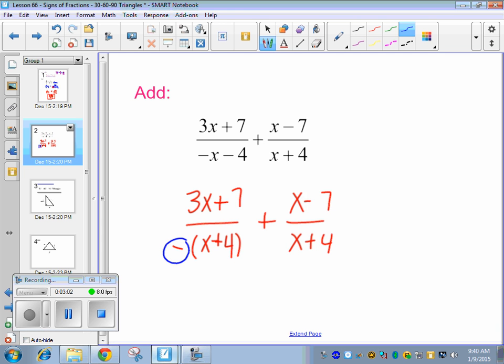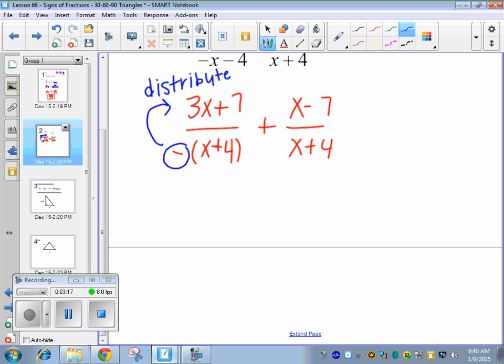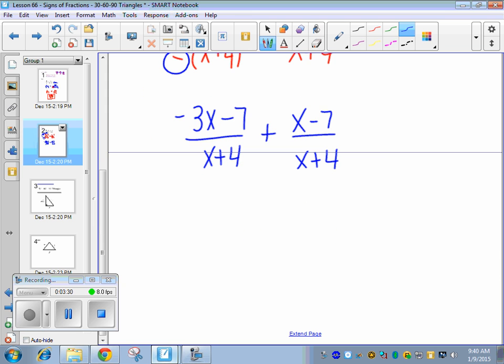Okay, this negative sign needs to move to the numerator now in order to combine like terms. And when it moves to the numerator, you have to distribute it. A lot of people were forgetting this in past semesters when we had a negative sign in front of a fraction. It actually distributes to the entire top. Okay, so this becomes negative 3x minus 7 over x plus 4 and x minus 7 over x plus 4. Now we have a common denominator, we can add like terms. So negative 3x plus 1x is negative 2x. And negative 7 plus negative 7 is negative 14 over x plus 4.